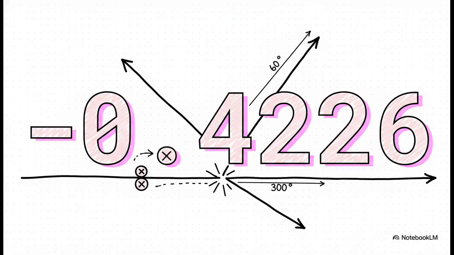Now here's where it gets really dynamic. As we start nudging the gain up from 0, the poles sitting at 0 and -1 start drifting toward each other, and smash! They literally crash into each other. With a tiny bit of calculus, we find they collide right at -0.4226. At that exact decimal, the roots break away from the horizontal axis and rocket vertically into the complex plane, perfectly tracking those 60 and 300 degree guidelines we just drew.